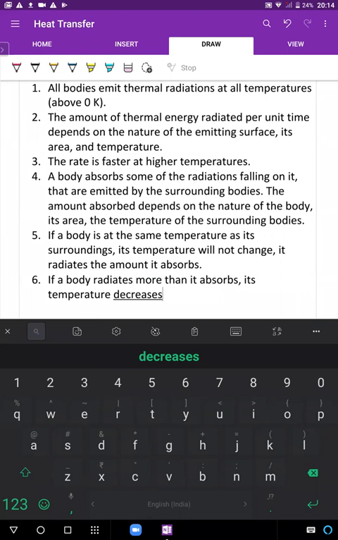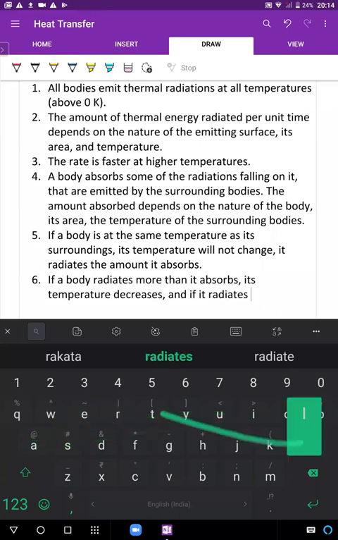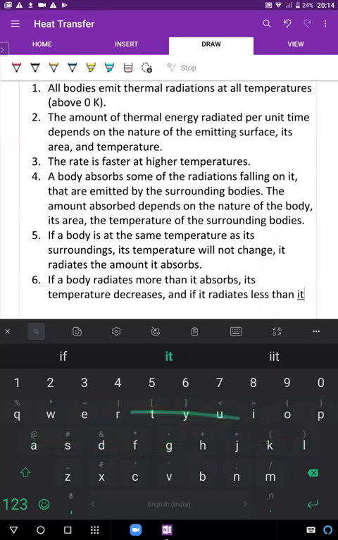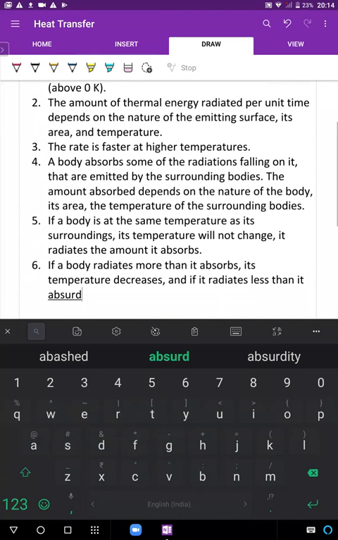This is typically if the surrounding temperature is less. The tub is going to radiate more than it absorbs. And if a body radiates less than it absorbs, its temperature increases. So now can you understand how this is a kind of dynamic equilibrium?